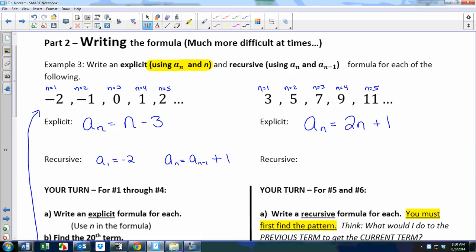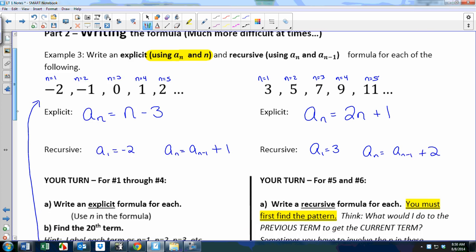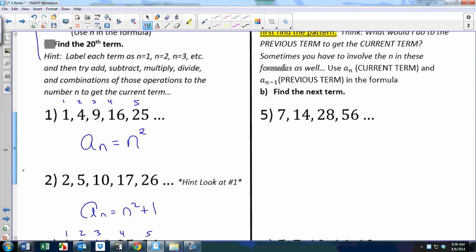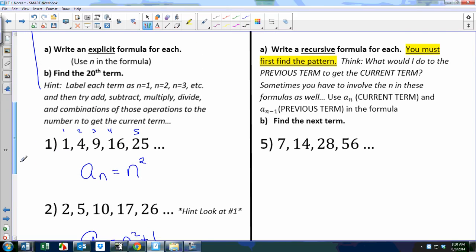Look at the next recursive pattern. Think of it recursively. What is the pattern? 3, 5, 7, 9, 11. Right? So your recursive formula is define the first term, and then a sub n is previous term, a sub n minus 1. That's just a symbol that stands for the words previous term +2. Make sense? All right. Try 5 and 6. I think you won't have any problem with 5. 6 is the ones that will just always be difficult. Try 5 and 6.